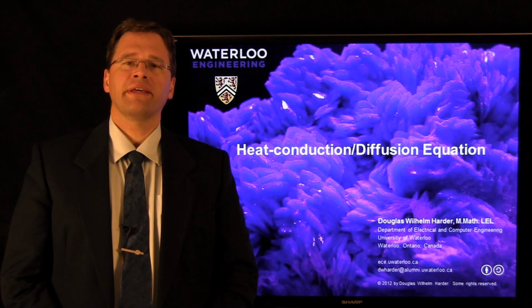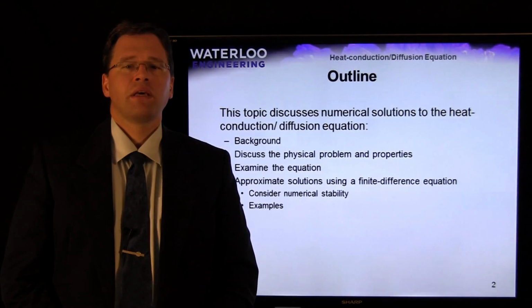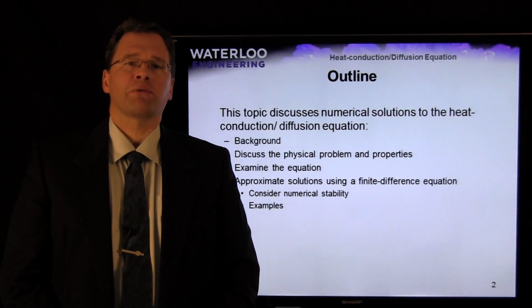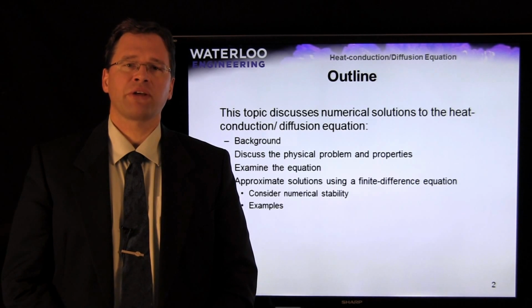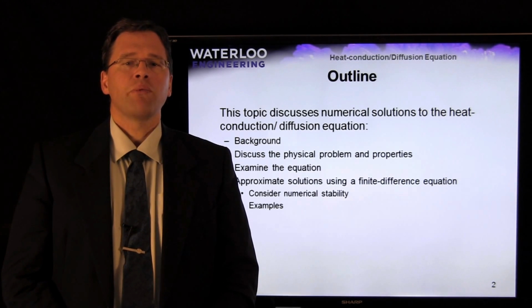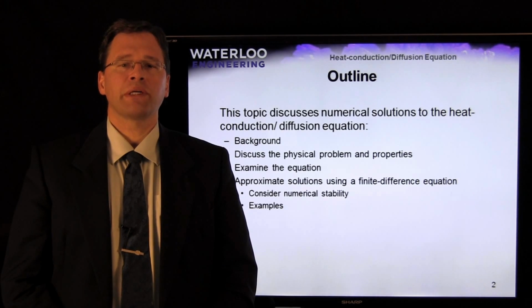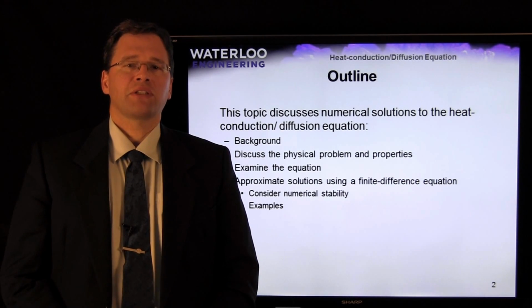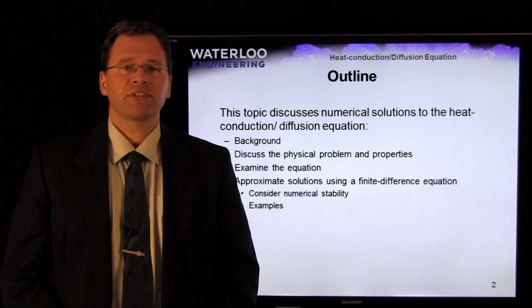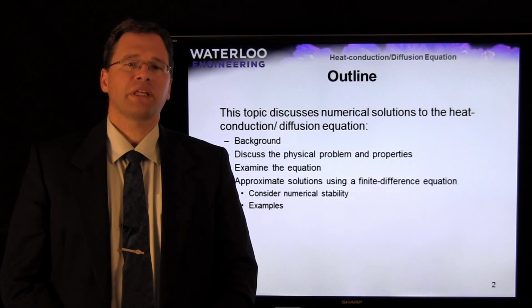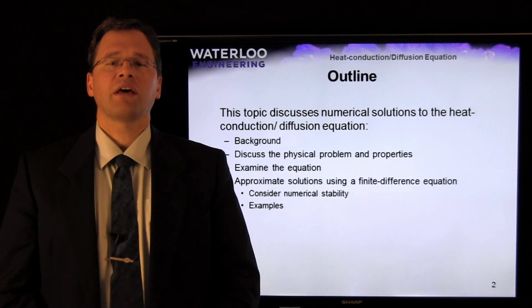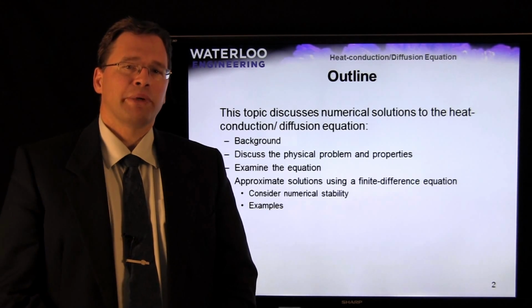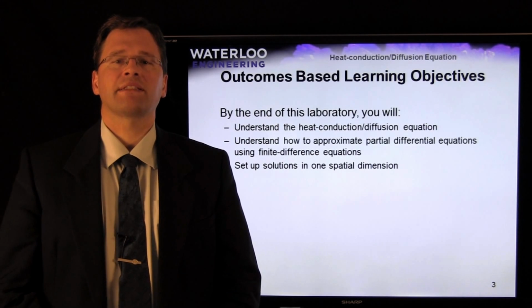In this topic, we're going to look at the heat conduction or diffusion equation. We're going to start with some background. We're going to review the numerical approximations we found to solutions for boundary value problems using finite difference equations. We'll then look at the physical problem and some of the properties of the heat conduction and diffusion equation. We'll examine the equation and convert it into a finite difference approximation, and we'll use that finite difference approximation to find numerical approximations of the solution. We'll consider numerical stability, look at some examples and some animations.